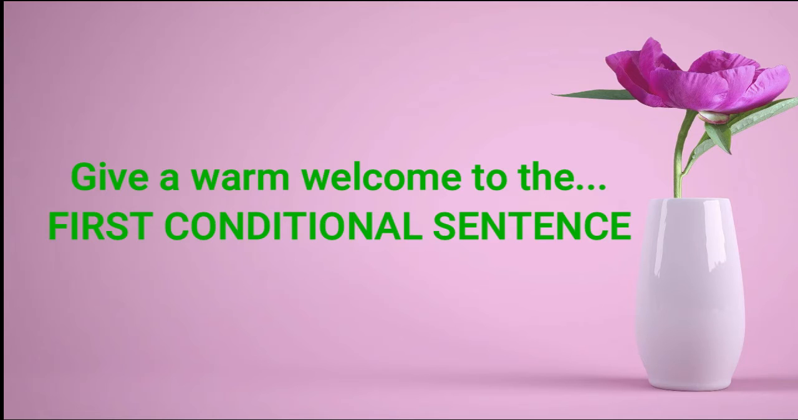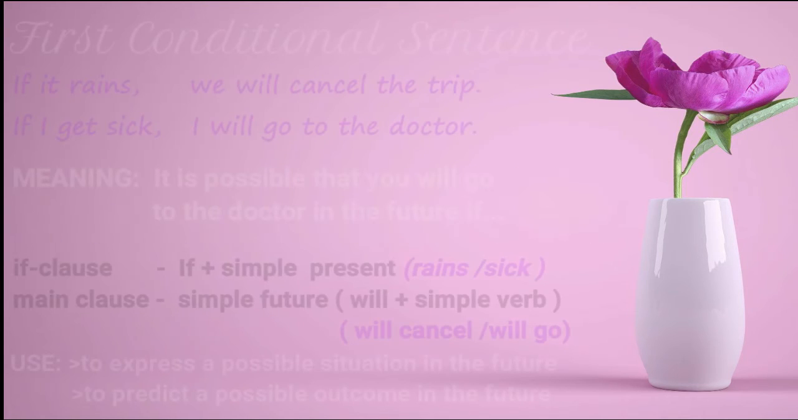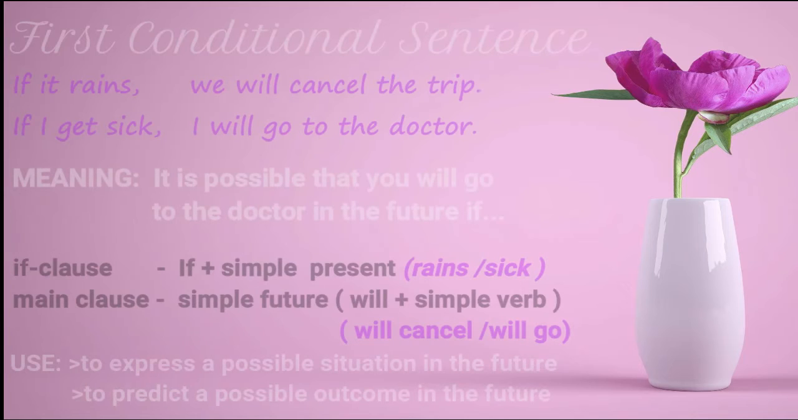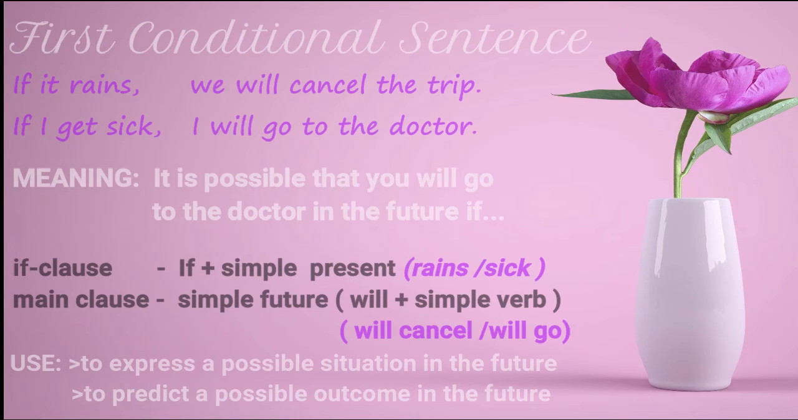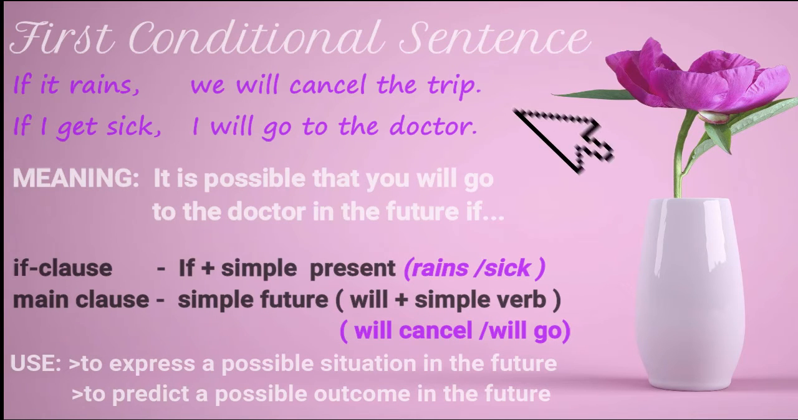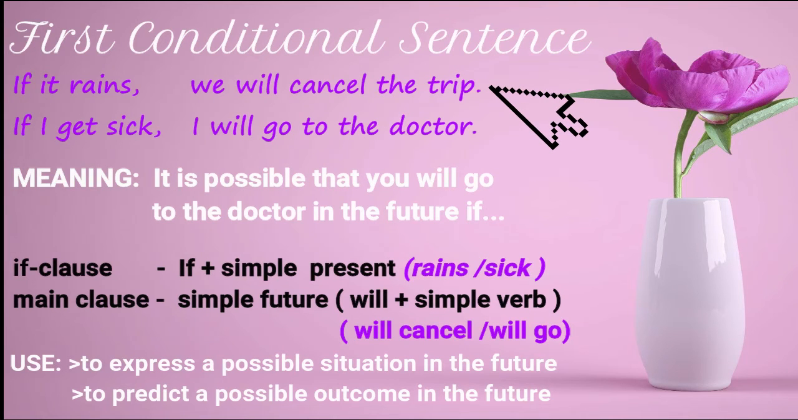The next type of conditional sentence is the first conditional sentence. Let's check out the examples. If it rains, we will cancel the trip. What does it mean? It means that it is possible that you will cancel the trip if it rains tomorrow. The keywords are "possible" because of the word "if," and "tomorrow" because of the verb "will."